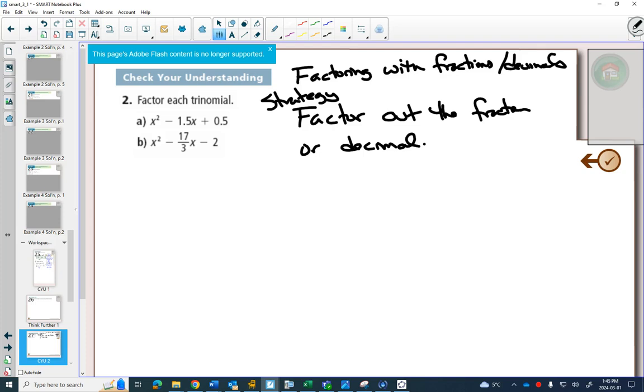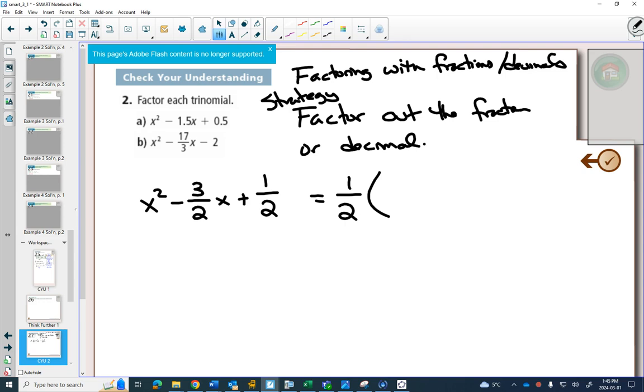So in the first one, me personally, I would change 1.5 to a fraction, 3 over 2x, and I would change the 0.5 to a fraction of 1/2. If you change it to fractions, it's really easy to see what the denominator is, and it's really easy to see which fraction you can pull out. In this case, the denominator is a 2, so I'm going to want to pull out a common factor of 1/2.